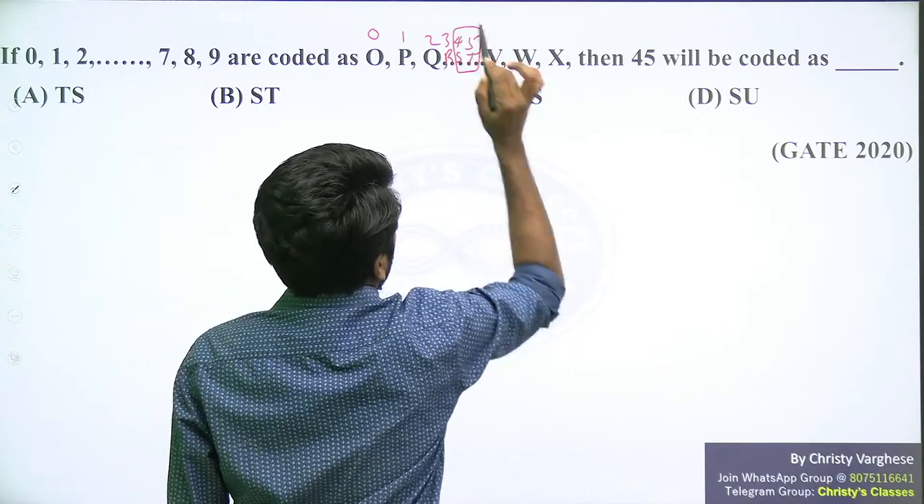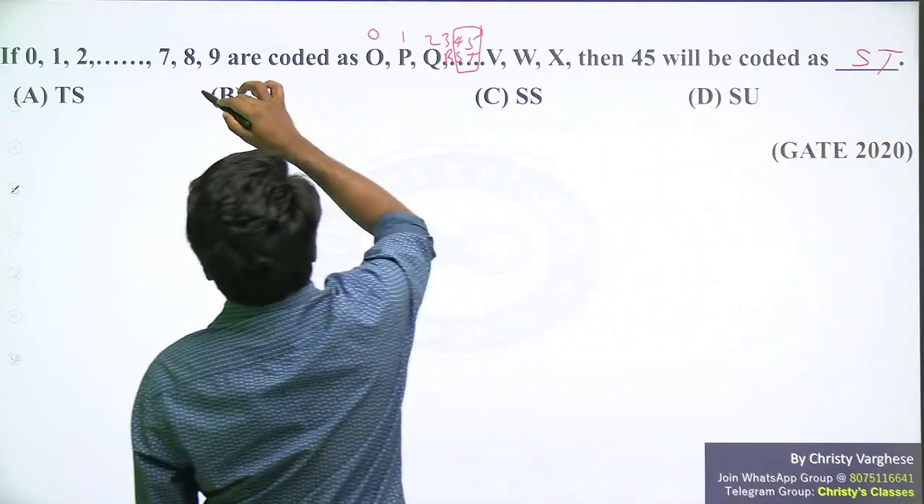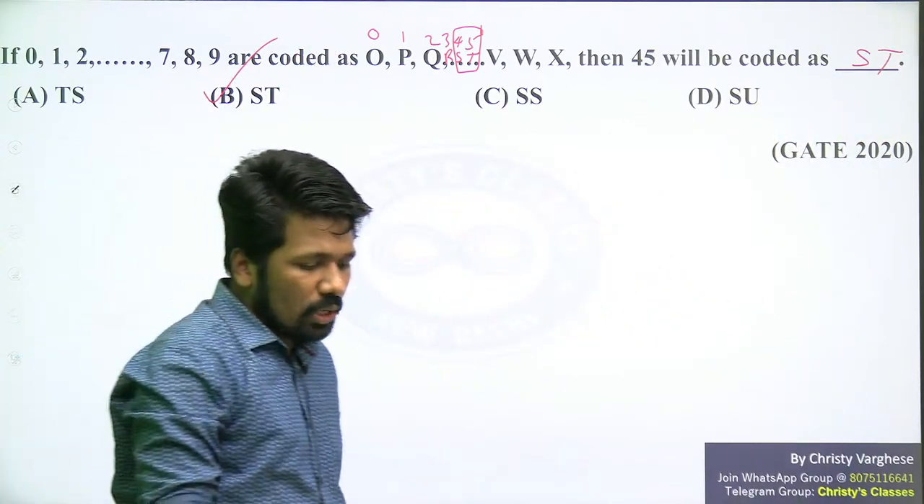S is 4, T is 5. So definitely 45 will be S, T. That is option B. I don't think anyone has any doubt.